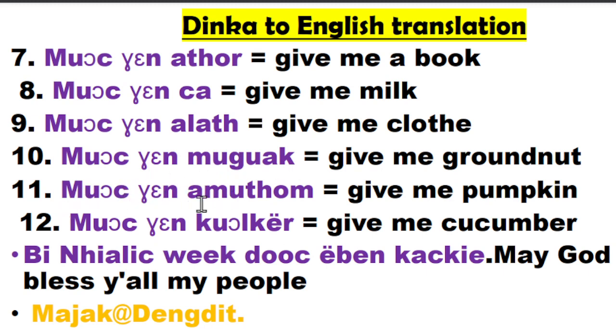Muoc and amutum, Muoc and amutum means give me pumpkin. Give me pumpkin. Amutum means pumpkin. Yin amutum is pumpkin leaf. Manamutum is the pumpkin fruit. Give me pumpkin. That is the meaning of Muoc and amutum.